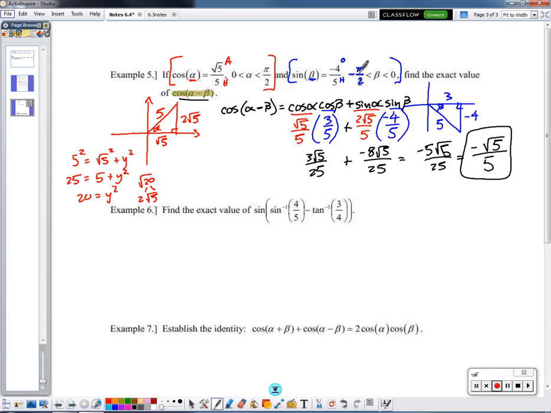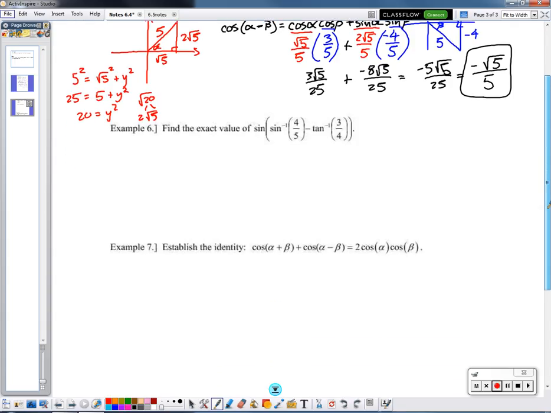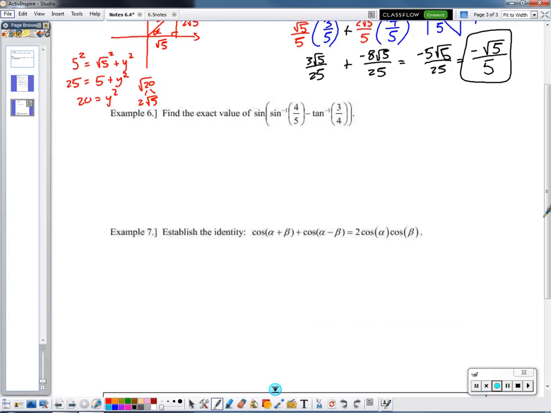Find the exact value of the sine of sine inverse minus tangent inverse. So here we're going to go back to 6.1 and use some sine and sine inverses, but also 6.2. The first thing I want to remember here, when I'm taking a trig inverse, this is the trig inverse of a ratio, that's going to have an output of an angle.